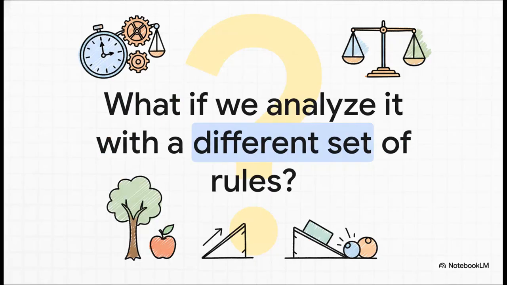So here's the big twist. What happens if we just pretend relativity doesn't exist for a minute? The author of this whole thought experiment wants us to tackle this problem using only old-school classical mechanics, Newton's physics. And the real question is, what kind of answer do we get then?